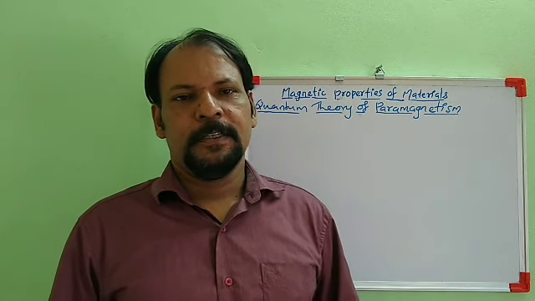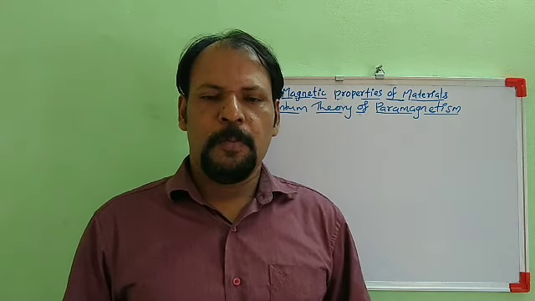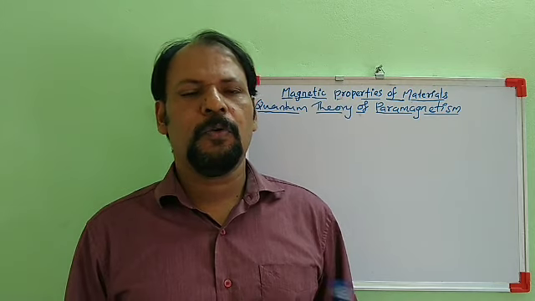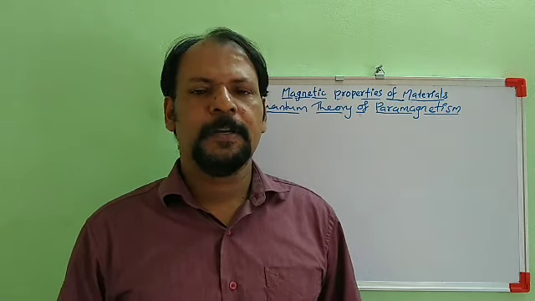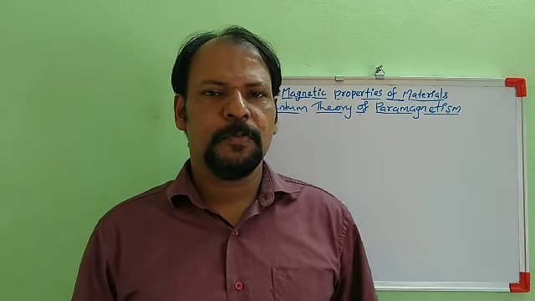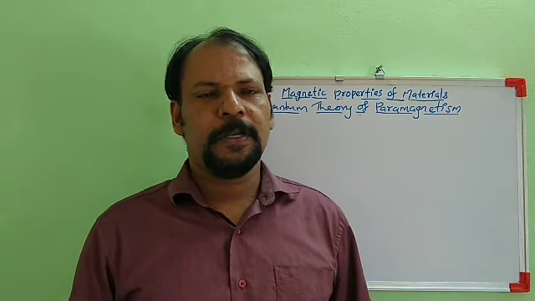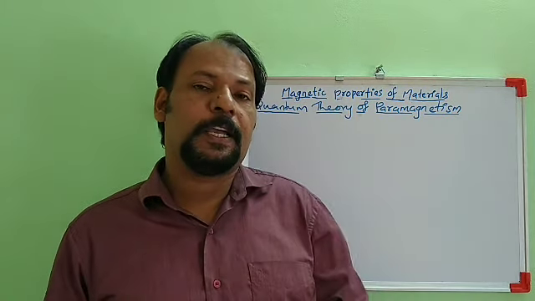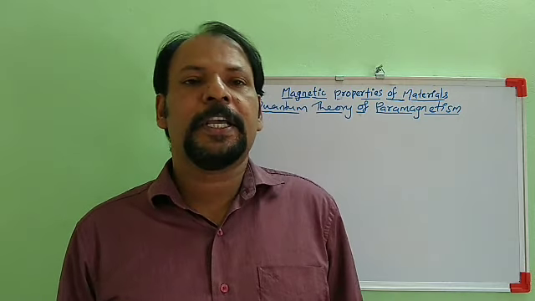Now we will discuss the quantum theory of paramagnetism. The problem with the classical theory is that in classical theory we can have all orientations of magnetic moment with respect to the external magnetic field, but from quantum theory we know that all the orientations are not possible. Only certain specific orientations are possible for the magnetic moment, and if we have the total angular momentum J, then J can have quantized orientations.